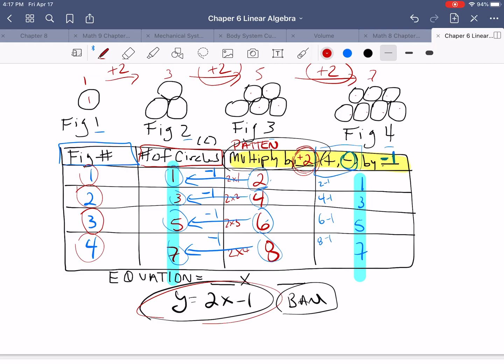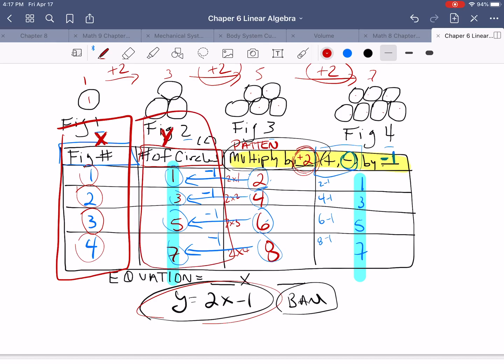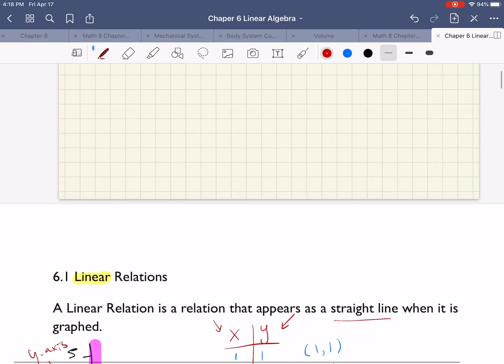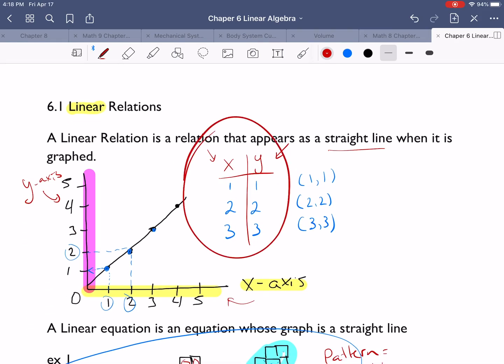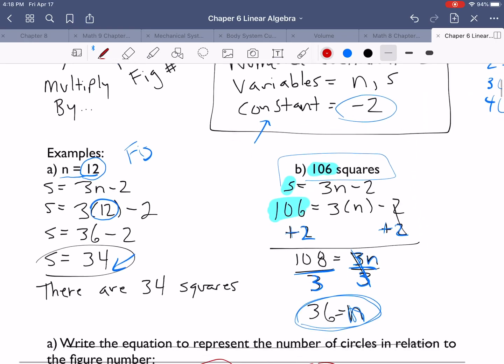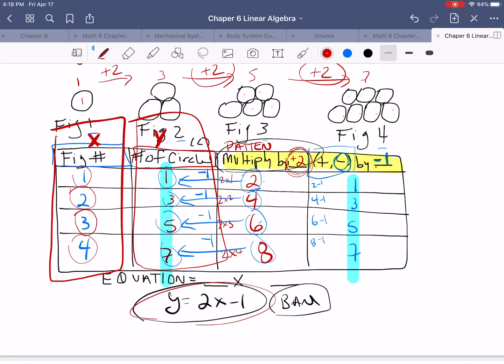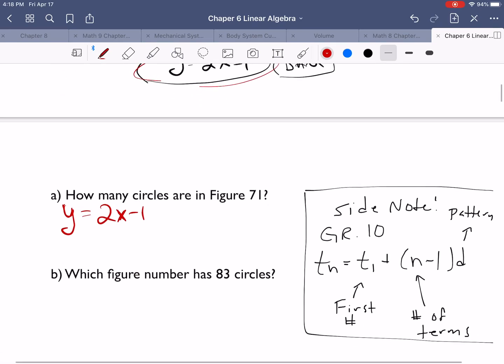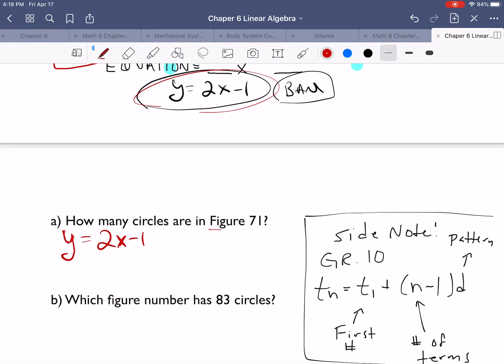Remember I told you back at the beginning that this part right here is the x spot and this part right here is the y spot. When we go back to this chart way up here, that's how you make coordinates on a graph, x then y. So you'll never make a mistake if you look at it like this. How many circles are in figure 71?